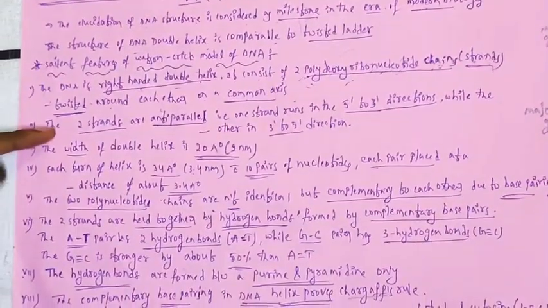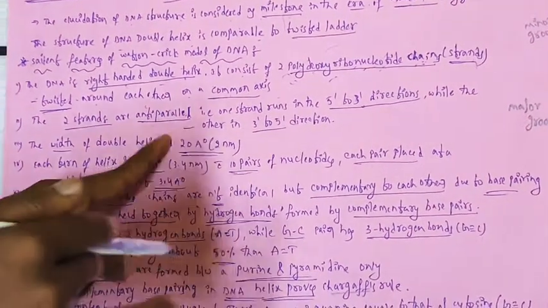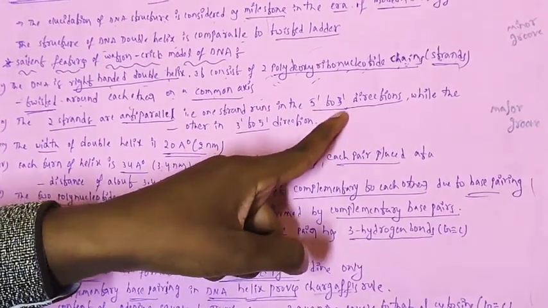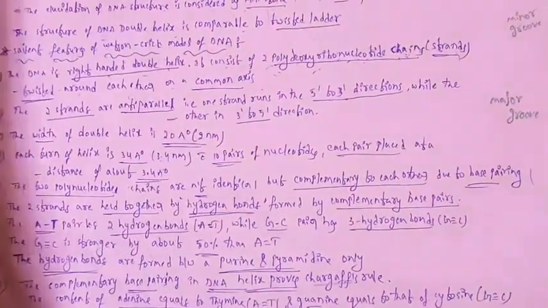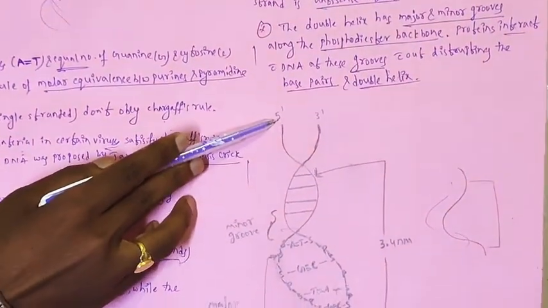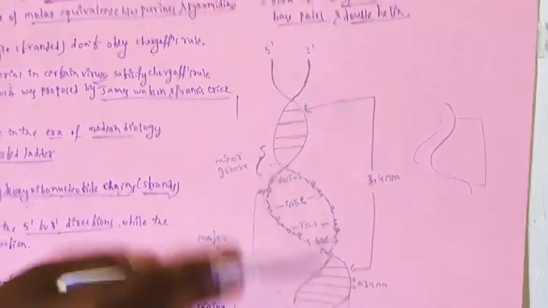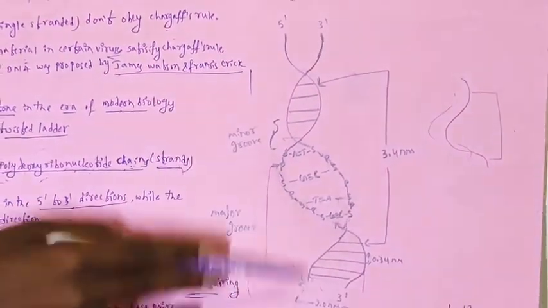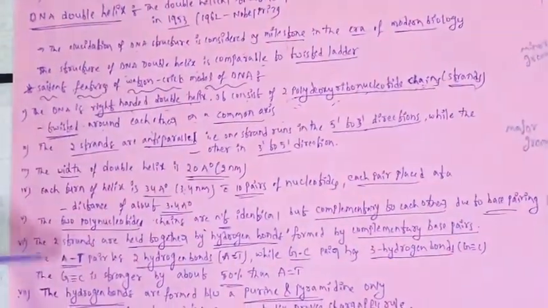Next, these two strands are anti-parallel. Anti-parallel means opposite: one strand runs in the 5' to 3' direction while the other runs in the 3' to 5' direction. You can see here the two strands: one goes 5' to 3', and the other is 3' to 5'. Both have anti-parallel direction.